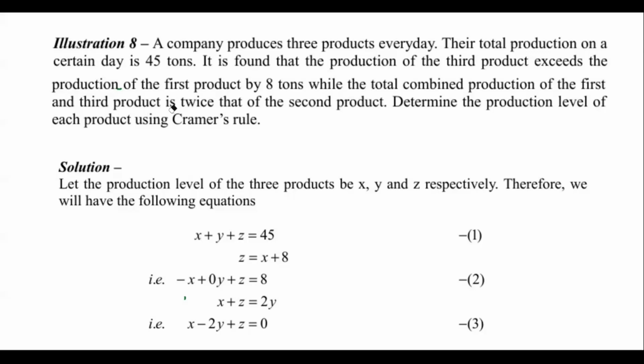I think the next part of the information says the total combined production of the first and third product is twice that of the second product. That's what they're telling you. These two combined, the first and the third, must be equal to twice the second one. So we can take this, rearrange it, and we get this equation. So we have this first one, this second one, and this third one. Take those now and put them in matrix form. Mind you, if you know your algebra very well, you could solve this without even knowing matrix, but we're going to do it using a matrix method.